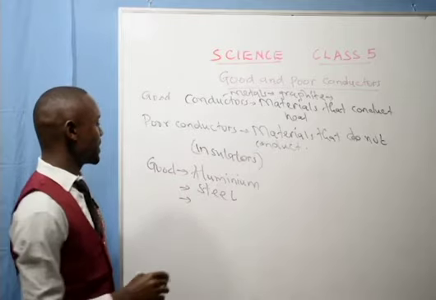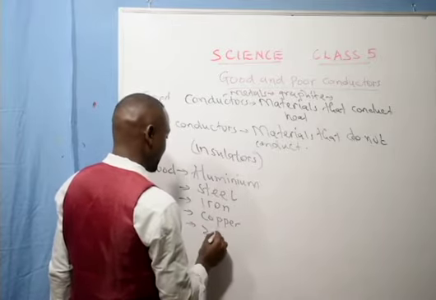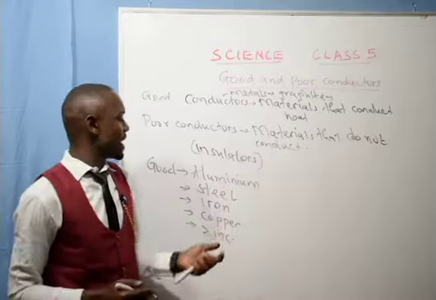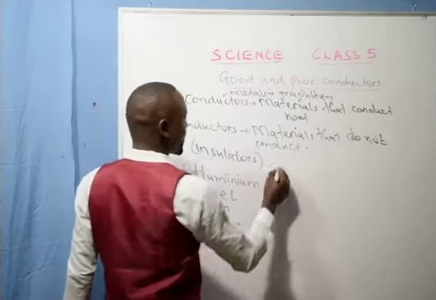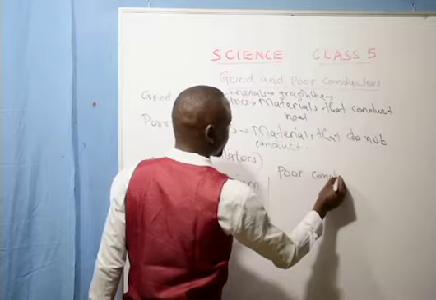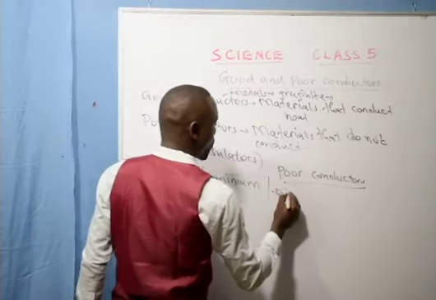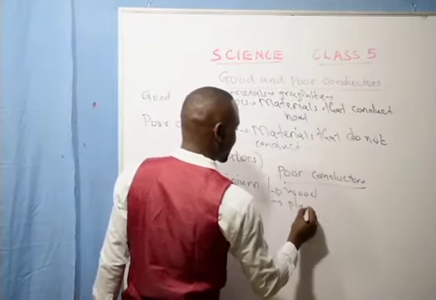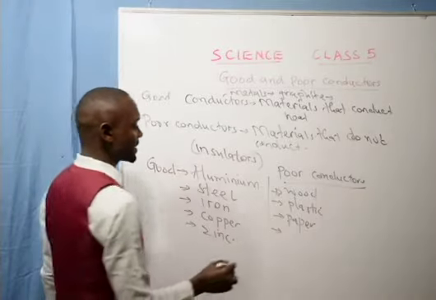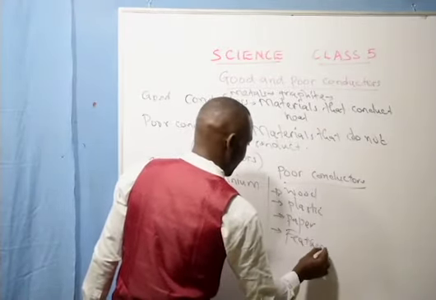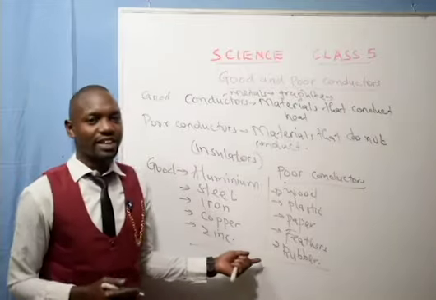So, good conductors, we have aluminium, iron, copper, zinc. These are examples of metals: aluminium, steel, iron, copper, zinc. Those are examples of good conductors of heat. What are some of the examples of poor conductors of heat? Anything that cannot conduct heat. I began by giving an example of wood. We have wood, plastic, paper. Paper cannot conduct heat. We have feathers. We have rubber. These are some of the examples of poor conductors of heat.